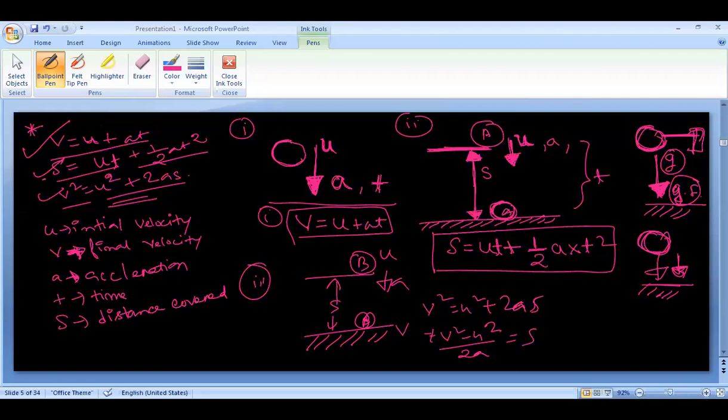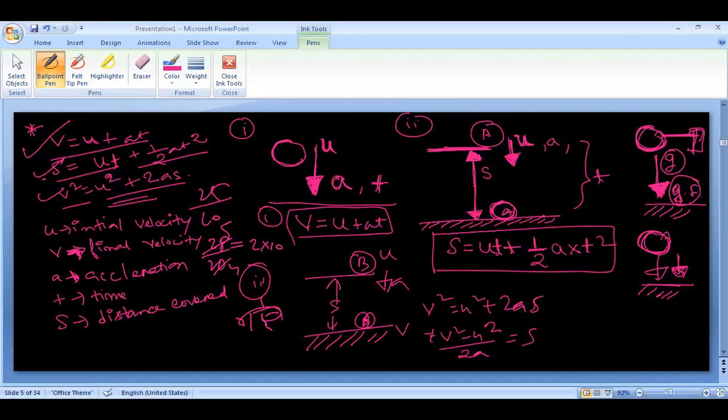It will be v square, 5 square, so 25, then 2 into a is 10, so 2 into 10 is 20, so 25 by 20. If you divide 5 by 4, it will be 1.25. So you can apply this formula, or either you can apply this formula also.